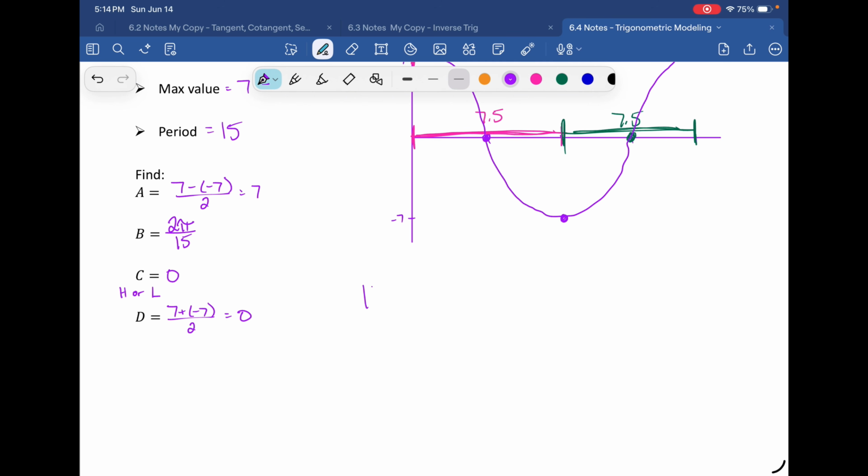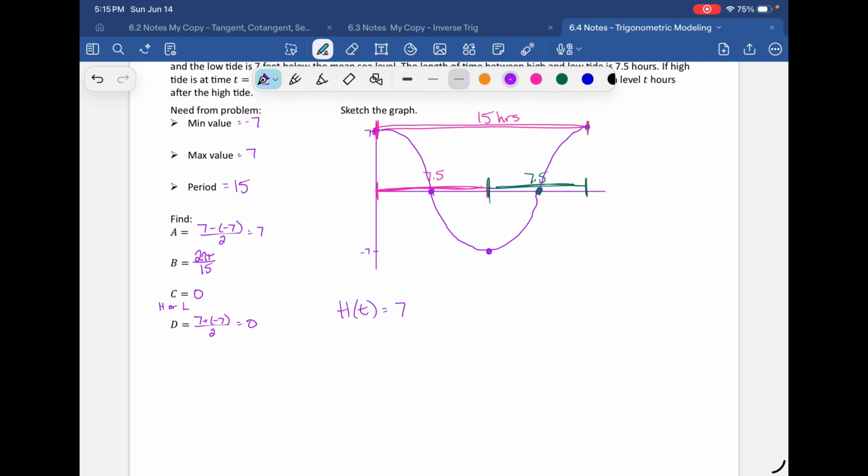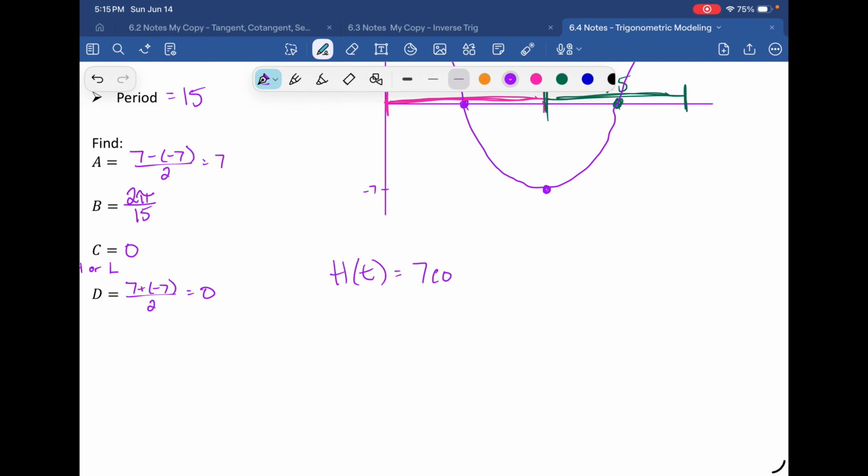So h of t, which means the height as time goes by, equals the amplitude, 7. I used a high, so cosine. B, okay, I didn't have a phase shift, so I don't have anything inside here with a t. I also don't have a midline, so my midline is 0. This is my function.